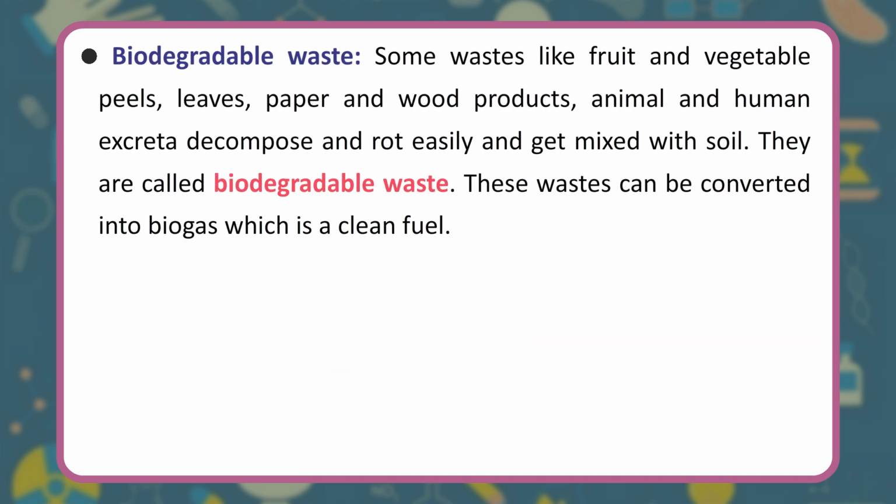Biodegradable waste. Some wastes like fruit and vegetable peels, leaves, paper and wood products, and animal and human excreta decompose and rot easily and get mixed with soil. They are called biodegradable waste. These wastes can be converted into biogas, which is a clean fuel.